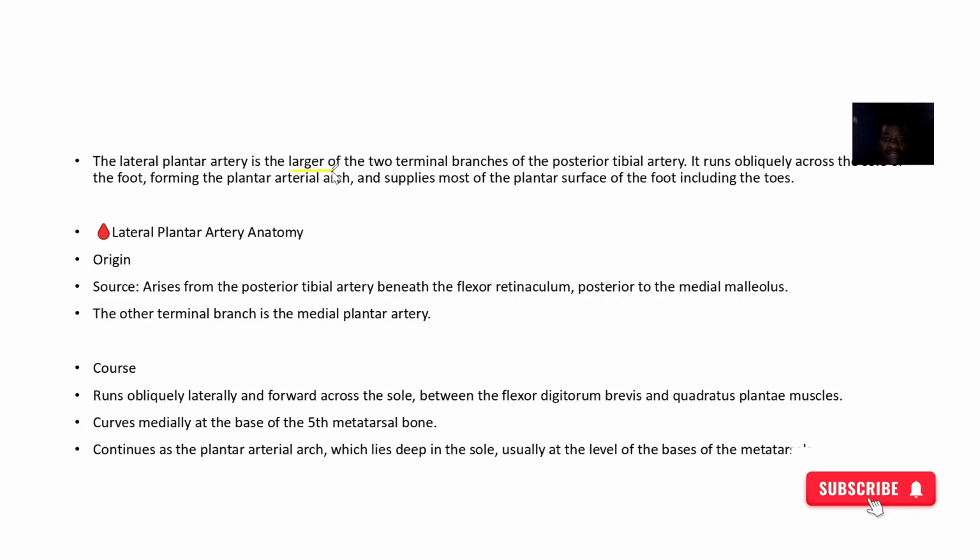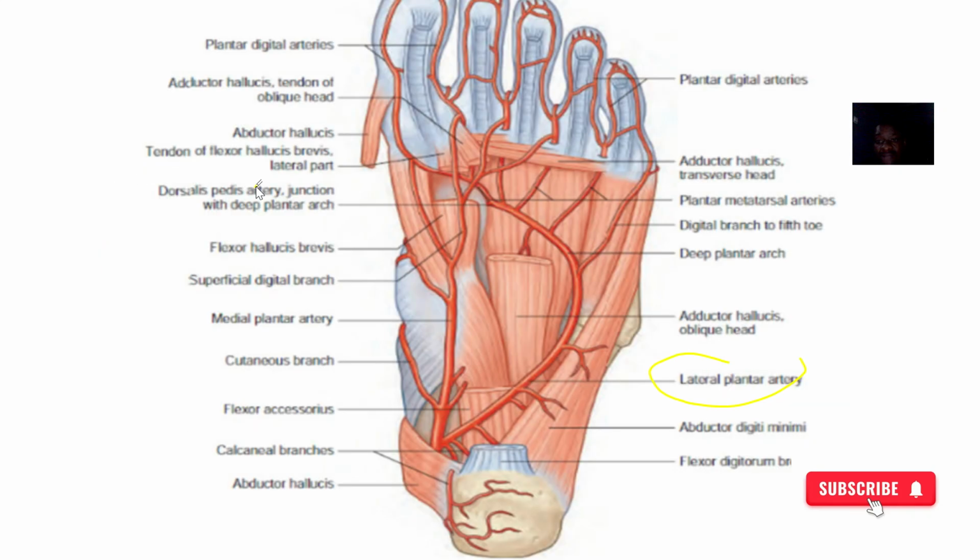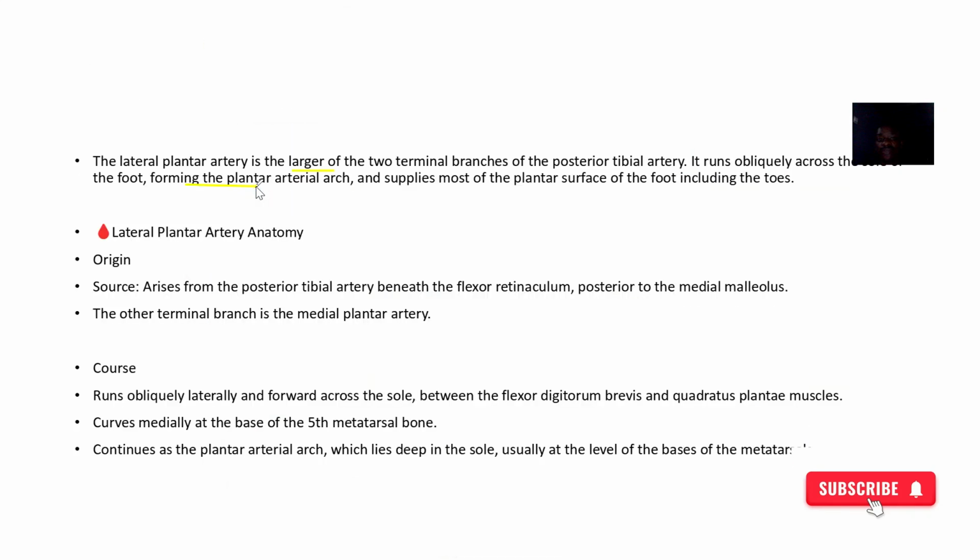So it's actually the larger of the two terminal branches of the posterior tibial artery, and it runs obliquely across the sole of the foot, and it's also a member of a group of blood supply under the foot that we call the plantar arterial arch. So it supplies most of the plantar surface of the foot, including the toes and everything.